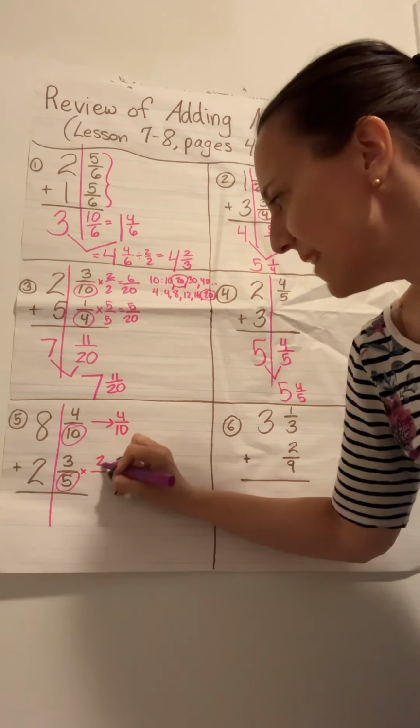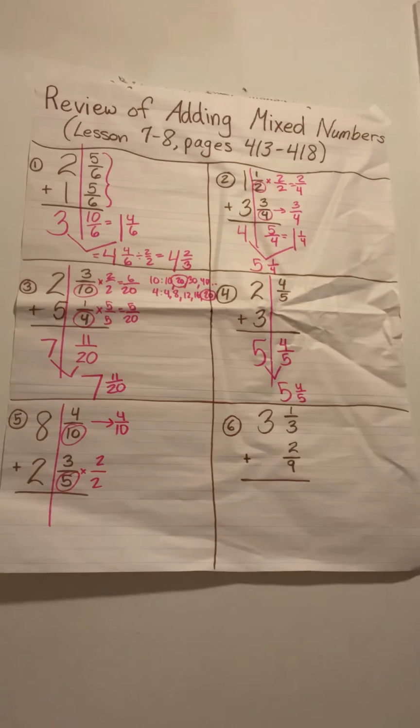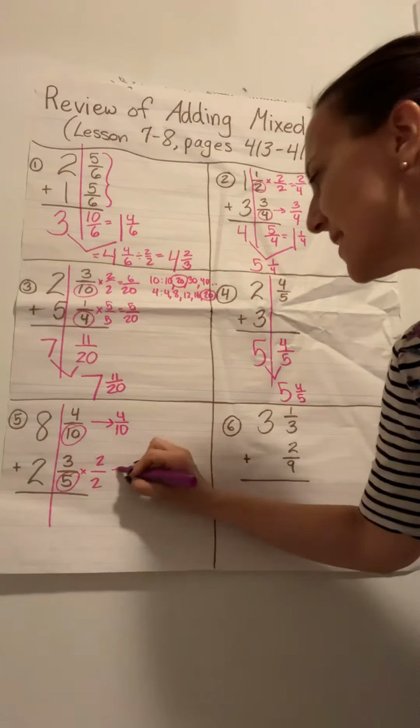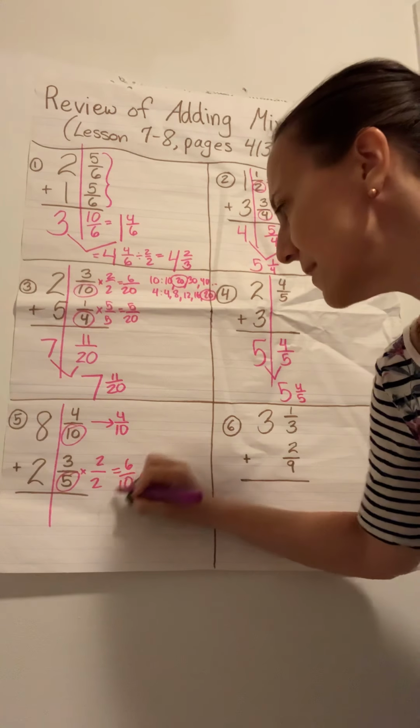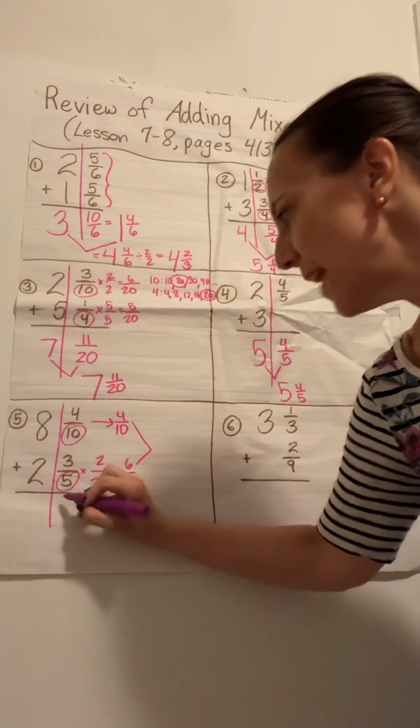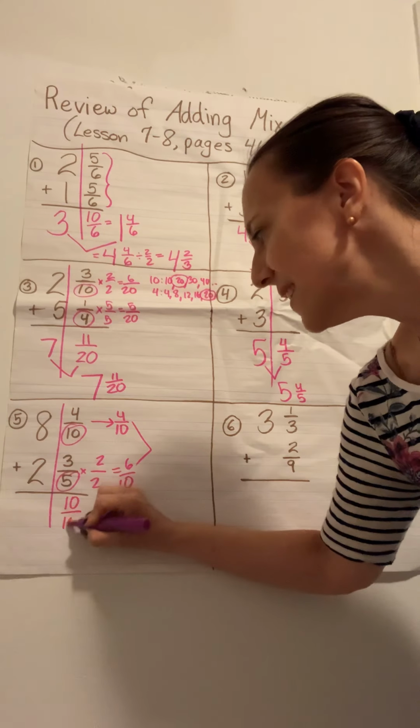To get to tenths, I can multiply this times 2 over 2, which means 3/5 would be the same as 6 tenths. So now I add these two together and I come up with 10 tenths.